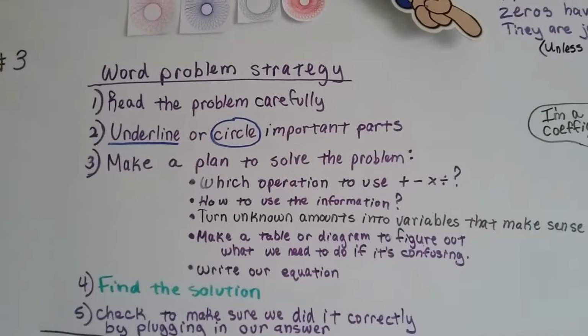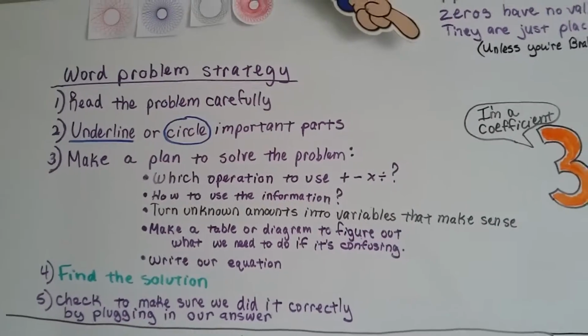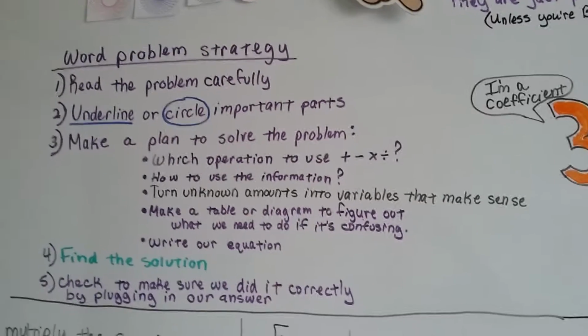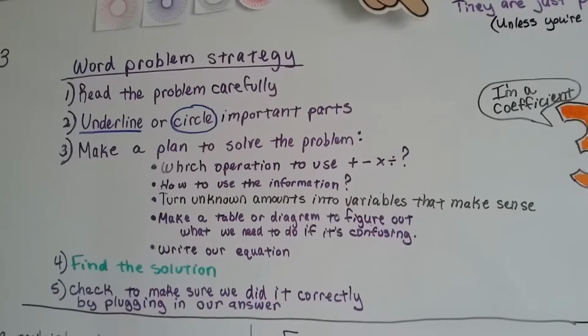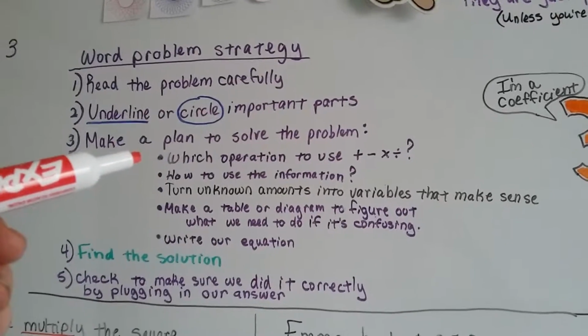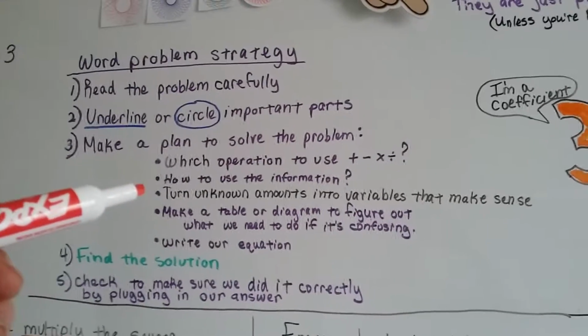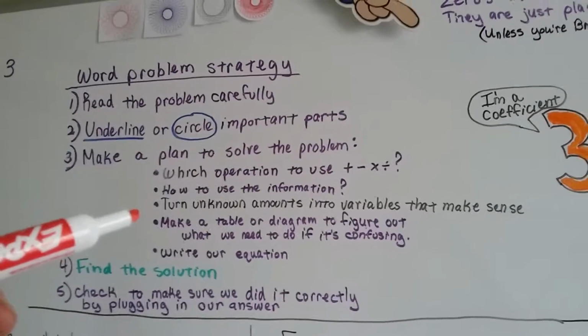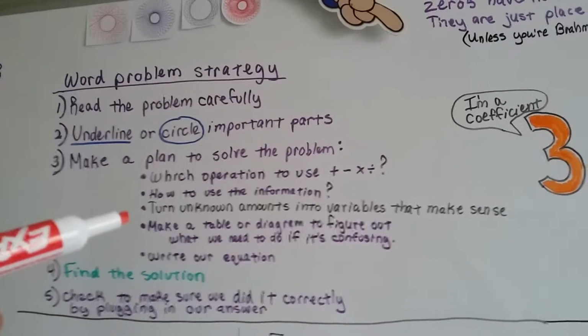So we need a strategy. We need to read the problem carefully. We need to underline or circle the important parts. We need to make a plan to solve the problem. Which operation are we going to use? Are we going to add, subtract, multiply, or divide? How are we going to use the information? And we're going to turn the unknown amounts into variables that make sense.